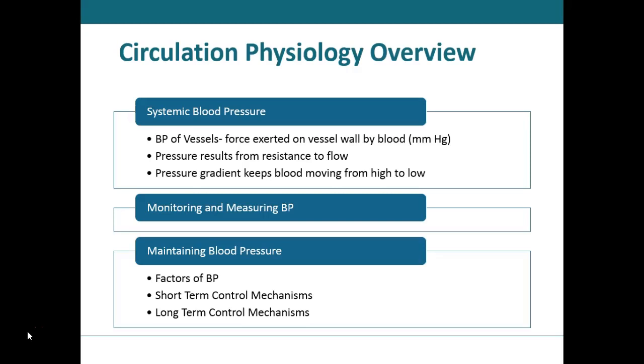Blood flows from regions of higher pressure to regions of lower pressure. The greater the pressure difference, the greater the blood flow. But blood also meets some resistance as it travels through the blood vessels, so the higher the resistance, the smaller the blood flow.